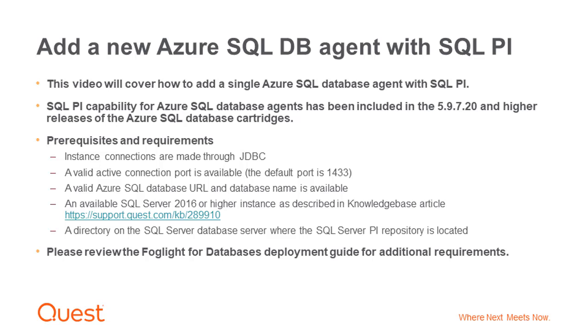An available SQL Server 2016 or higher instance as described in Knowledge Base Article 289910, and a directory on the SQL Server database server where the SQL Server PI repository is located. Please review the Foglight for Databases deployment guide for additional requirements.